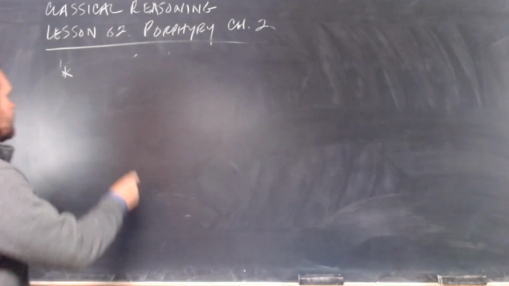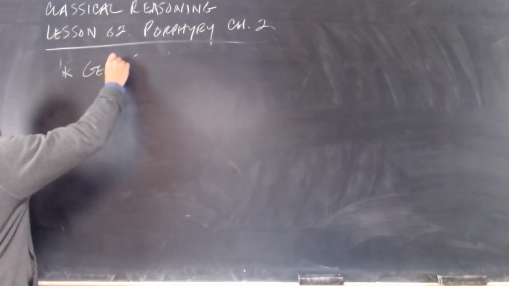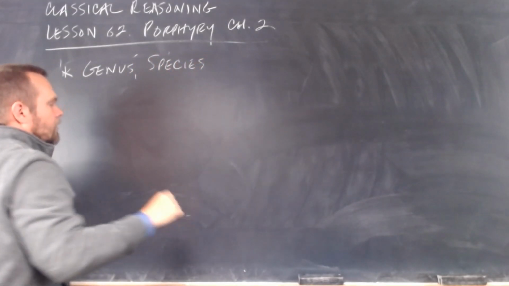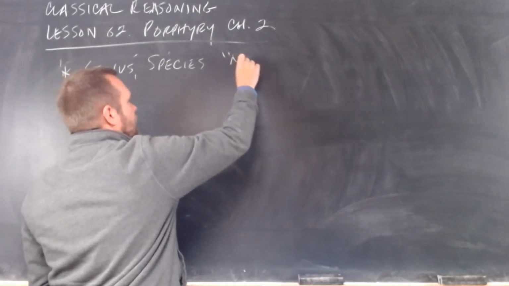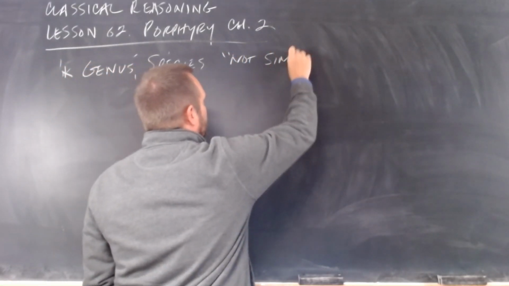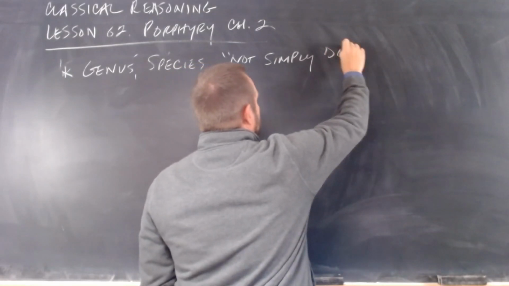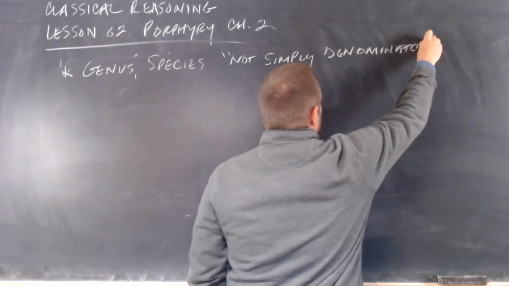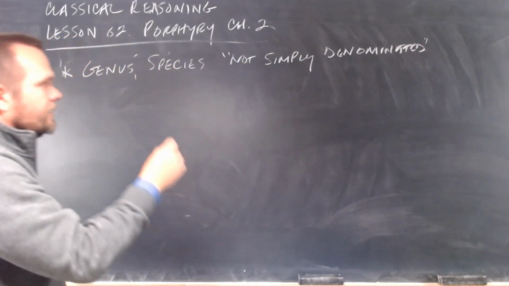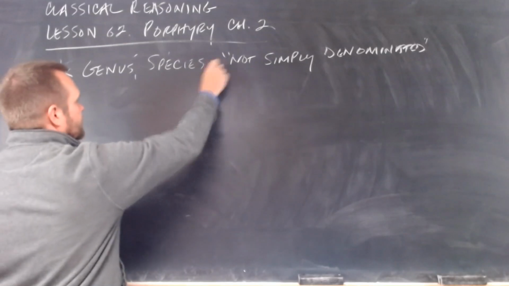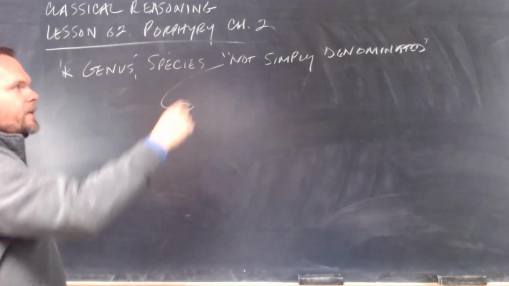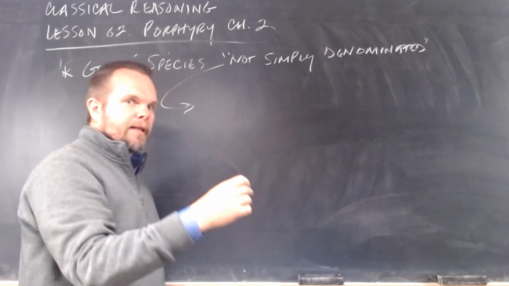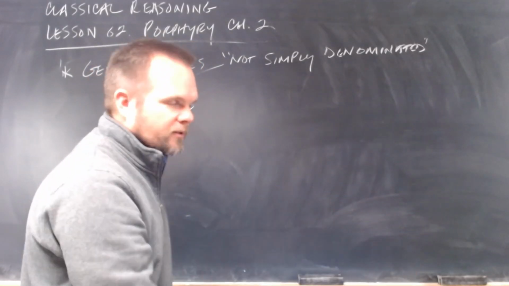So the first thing that, in chapter 2, the first thing Porphyry says is one of the sources of confusion in studying Aristotle is that the words genus and species are, quote unquote, not simply denominated. Not simply denominated. And what that means, denominated means named. So when you name something, that's what it means to denominate something, to name something.